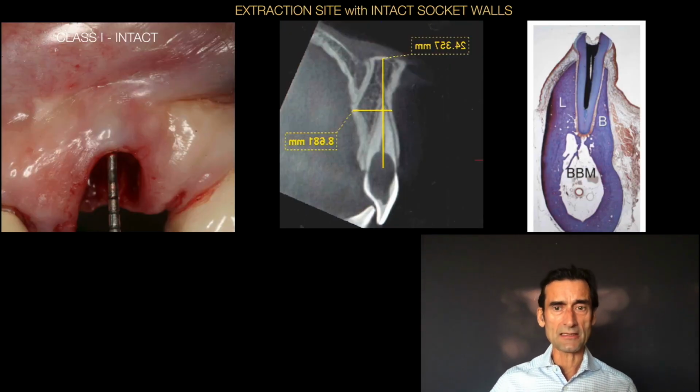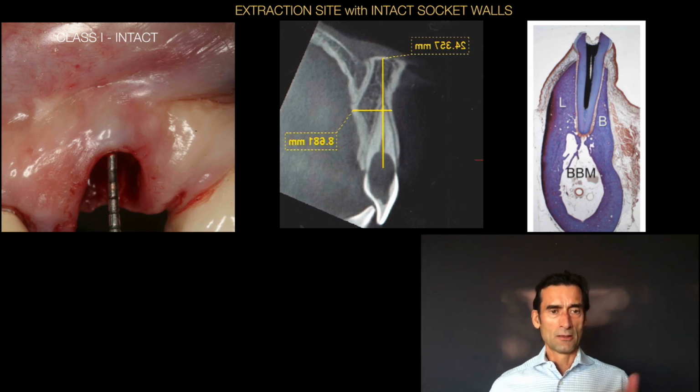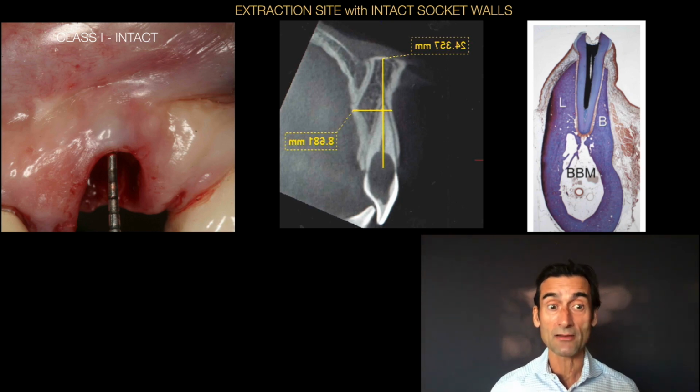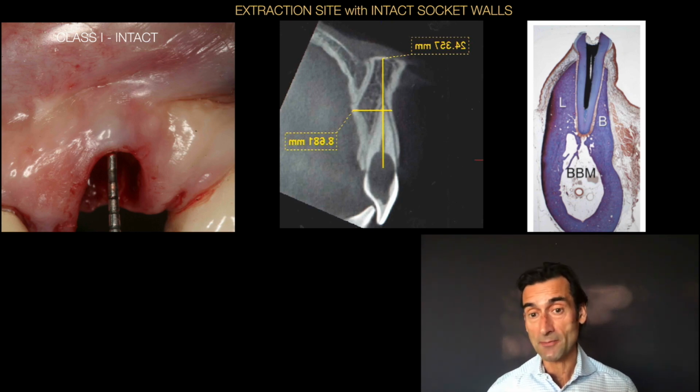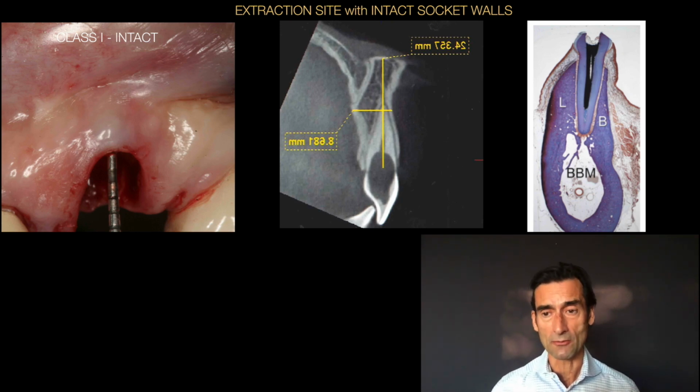So here's then like the class 1 scenario. On the left photograph, I'm showing here great soft tissue, no recession. The probe demonstrates to me that the crestal bone is 3 millimeters below the gingival margin. The CT scan shows me that there is bone in the buccal. Thin, but there is bone. And the right photograph just is in histology, which of course we wouldn't have on a patient.